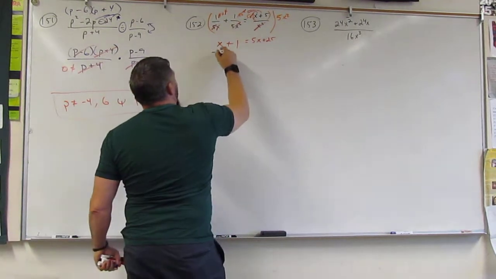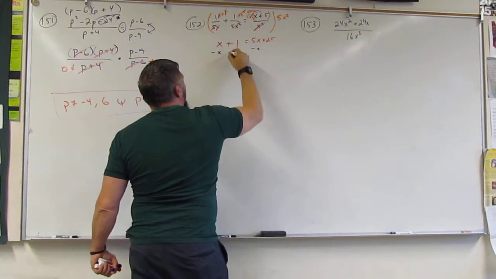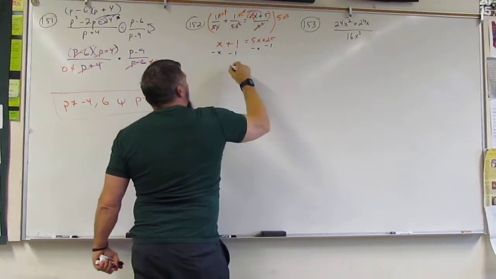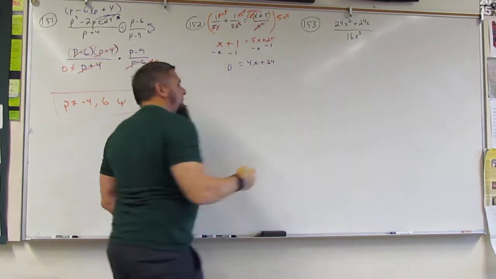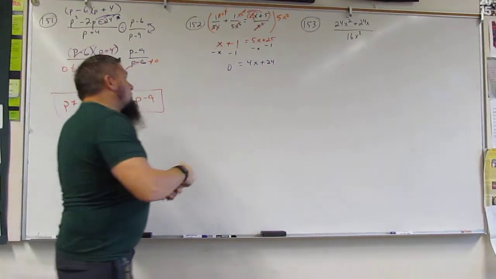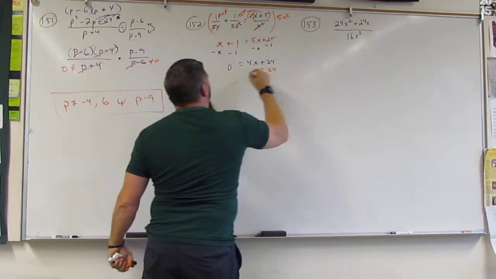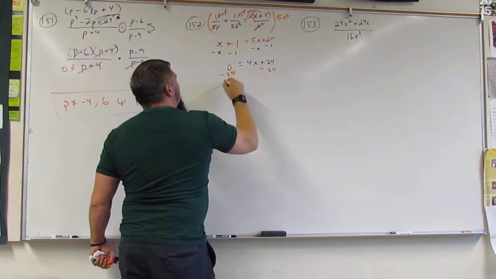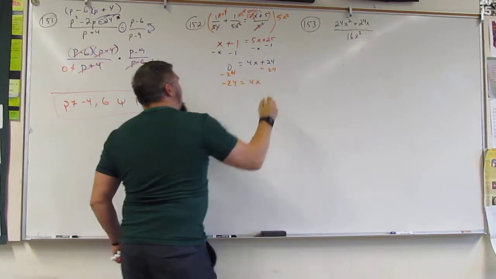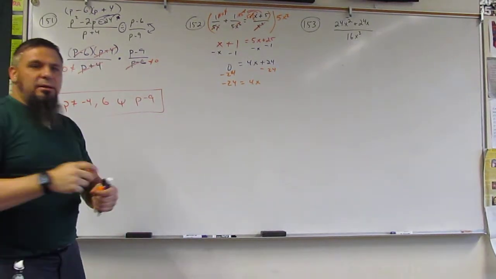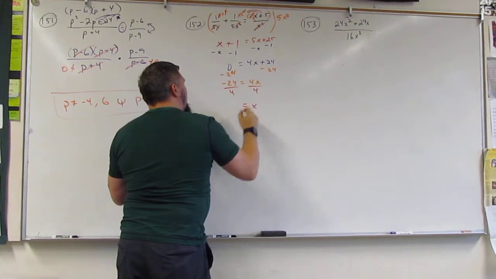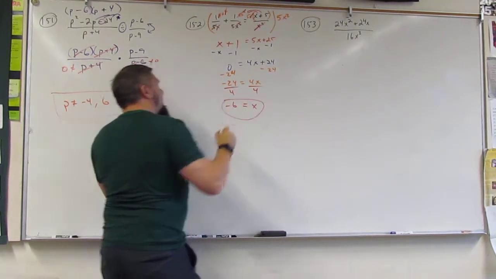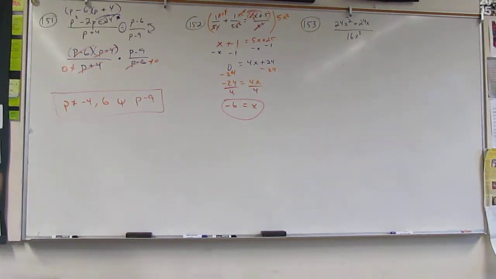I'm going to move this x. Always move your lowest x. I'm going to move the 1. So I get 0 is equal to 4x plus 24. Right? So then I subtract 24. So I get negative 24 is equal to 4x. So then I divide by 4. And I get x is equal to negative 6. Bam. That is not hard.